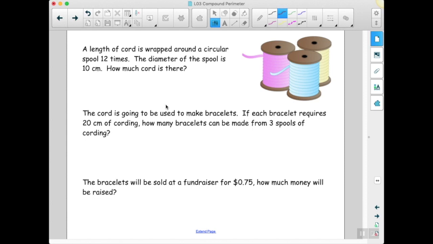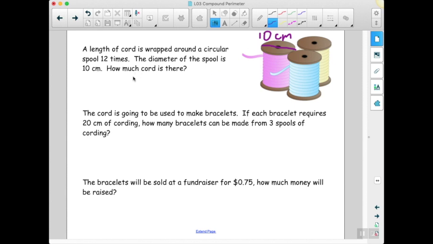A length of cord is wrapped around a circular spool 12 times. The diameter of the spool is 10 centimeters. So they're telling you that right across here through the center is 10 centimeters. And to make this problem easier, what we're going to presume is that it's been wrapped around here 12 times, but with no overlap, because that would be a more difficult problem, because then the radius would be changing.